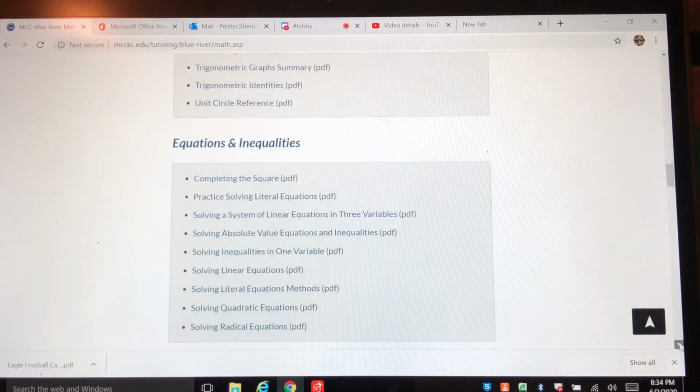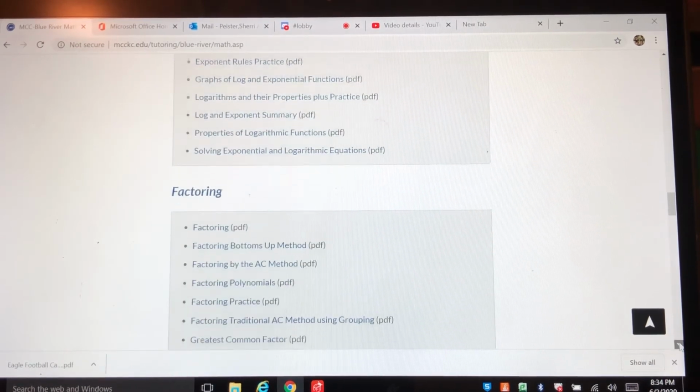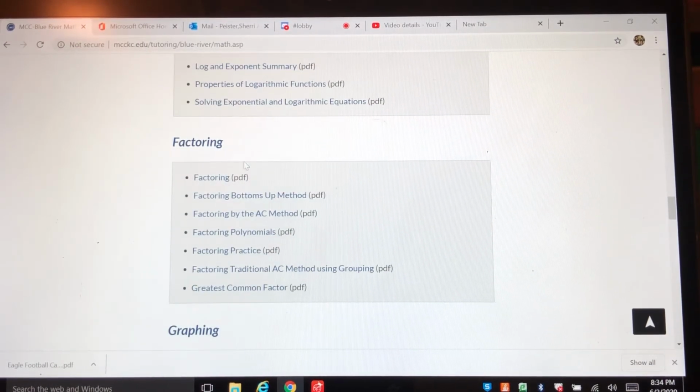Let me go down because we actually have an entire section called factoring. So if you go down to this factoring piece, this first link is called factoring. It will take you to that sheet that I was just referring to, so you could print that off if you would like. As I mentioned before, there are several different methods that are employed for factoring trinomials, and we have some of those sheets here as well.